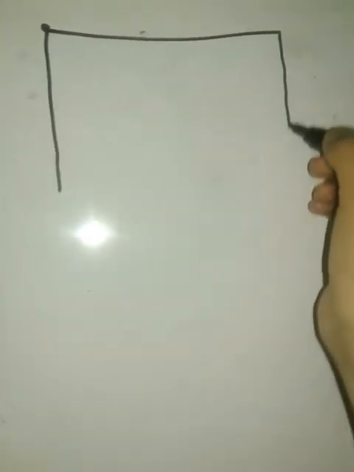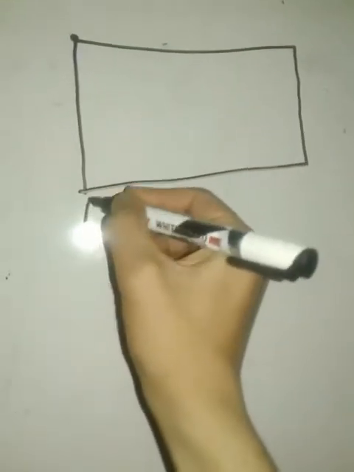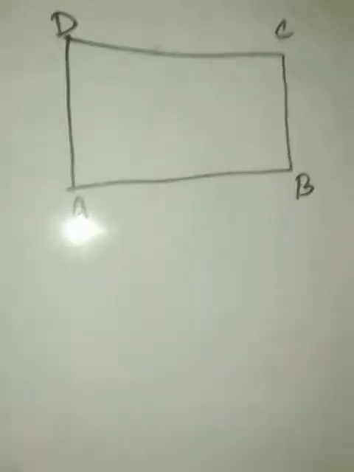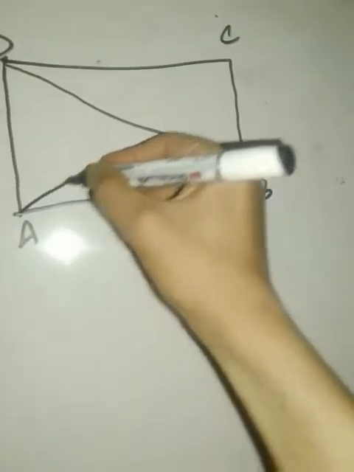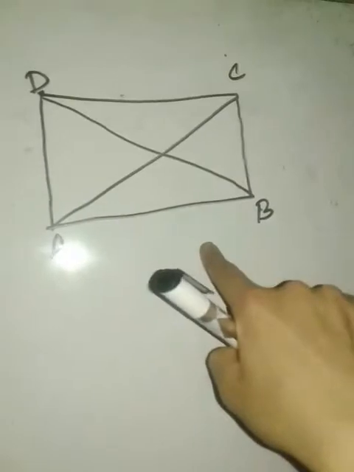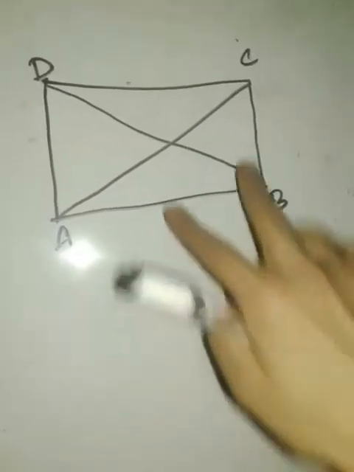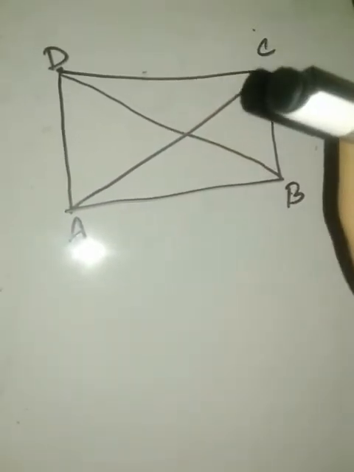It is: if the diagonals of a parallelogram are equal, then show that it is a rectangle. The question is, we are given a parallelogram ABCD, and we are given that its diagonals are equal. This is diagonal 1, diagonal 2. So what we are supposed to prove is that this parallelogram is a rectangle.